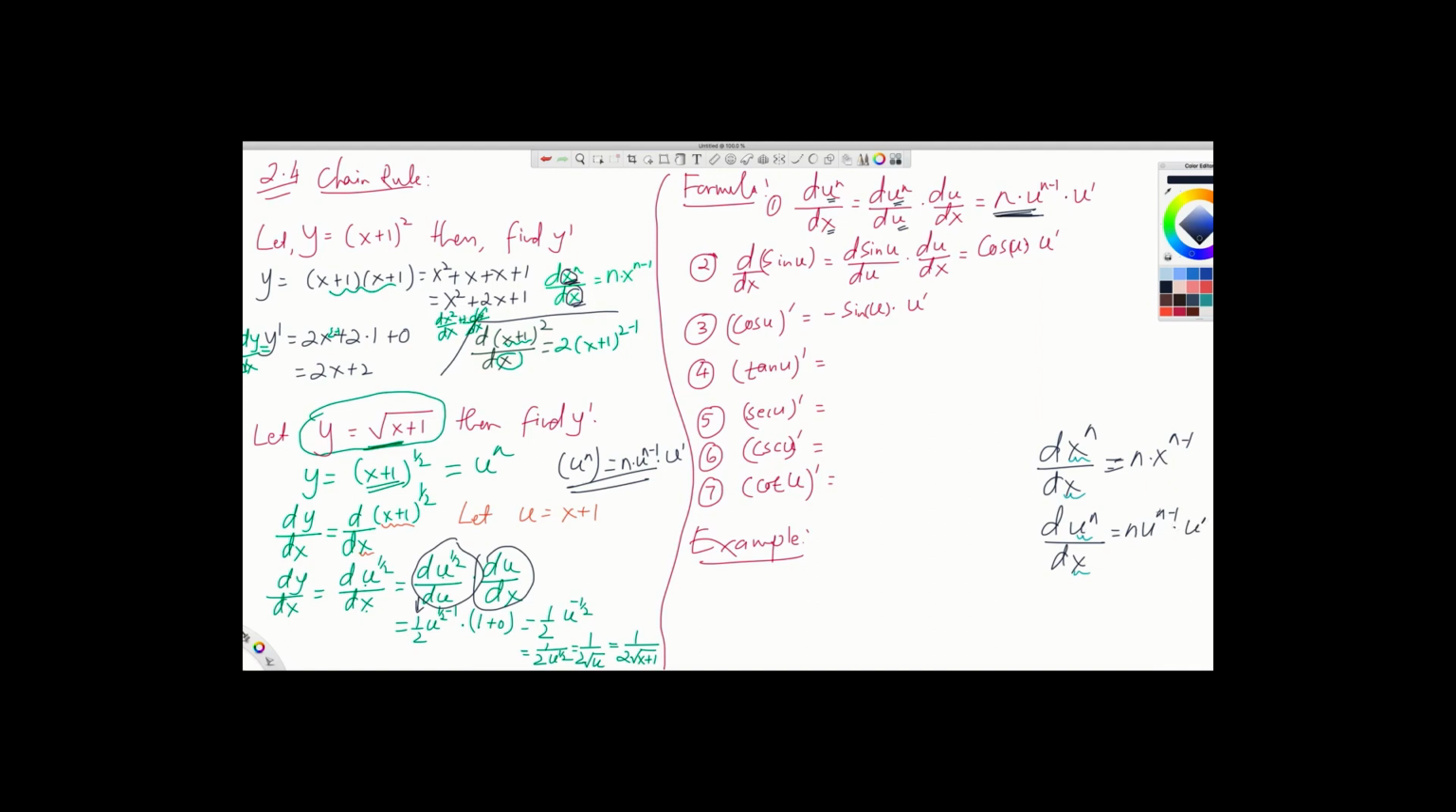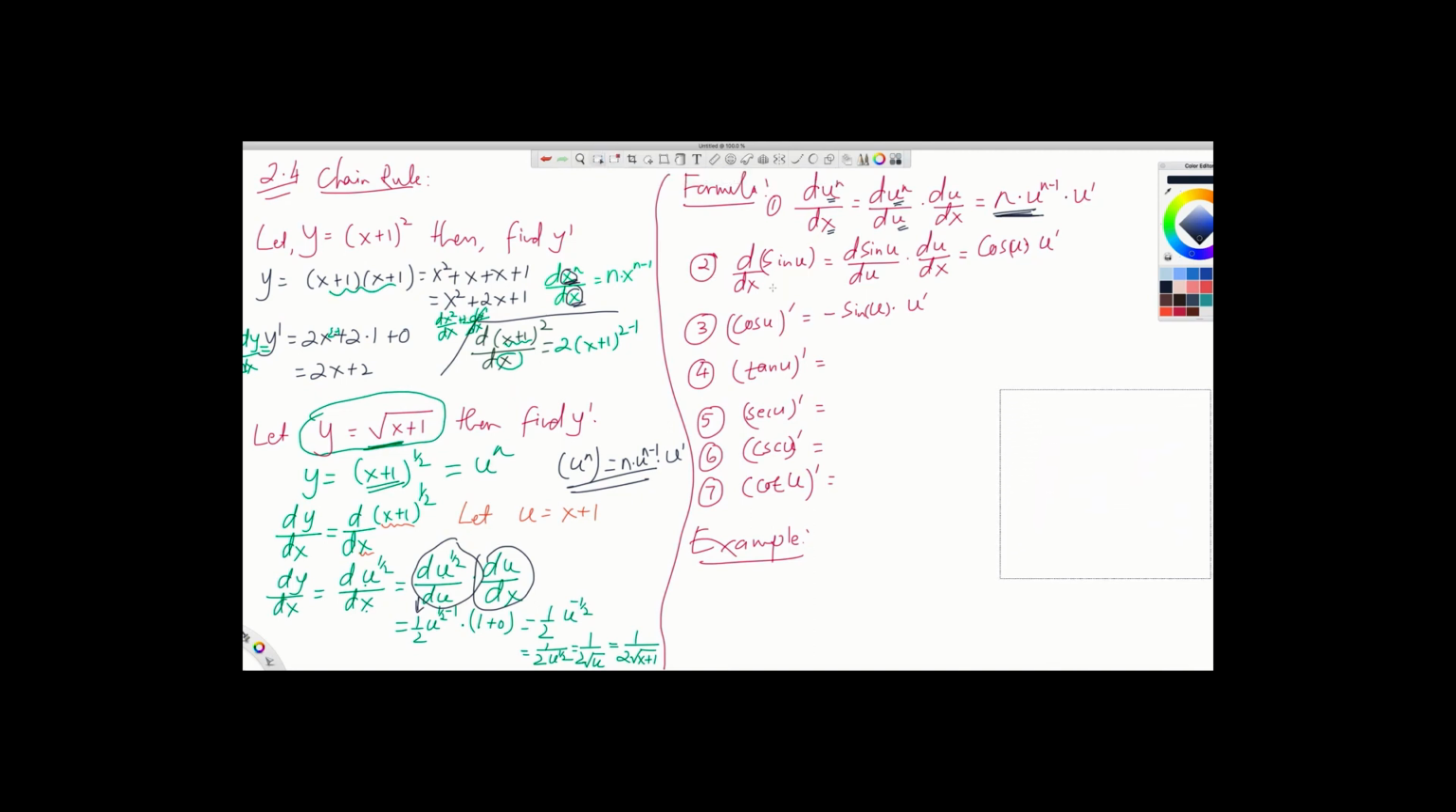So if they do not match, if that variable is different from x, then when you find the derivative, we have to multiply by the extra u prime. That is the main thing in the chain rule. Okay, so let us see some other formulas. Let us see the second formula.